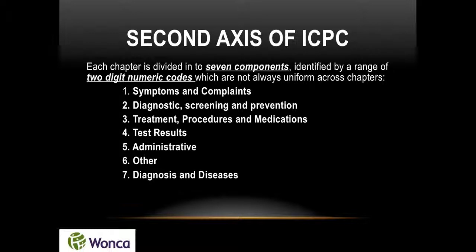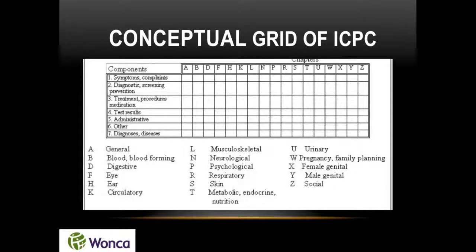For the second axis of ICPC, it is divided into 7 components, and it's identified by a range of 2-digit numeric codes which are not always uniform across chapters. So here are the 7 components. 1, symptoms and complaints. 2, diagnostic and screening and prevention. 3, treatment, procedures, medication. 4, test results. 5, administrative. 6, other. 7, diagnosis and diseases. This is a conceptual grid of ICPC.